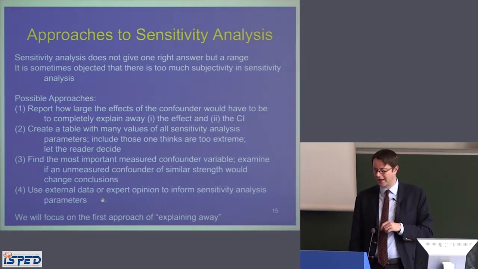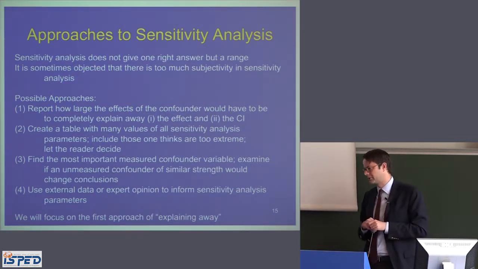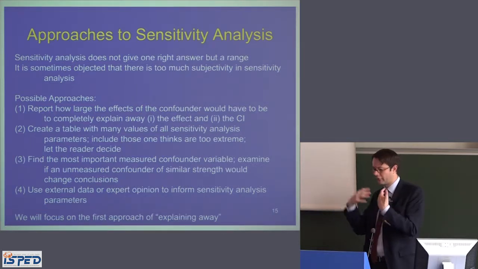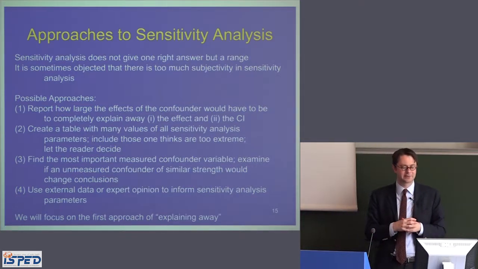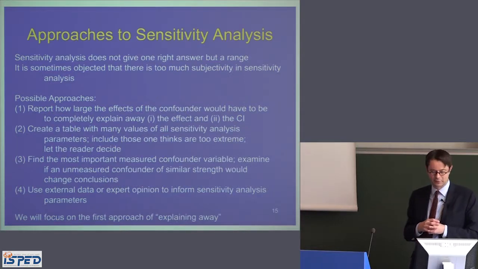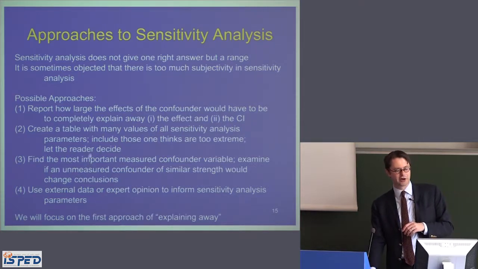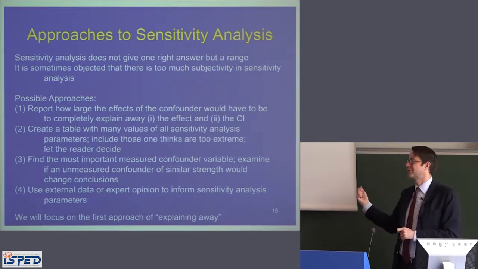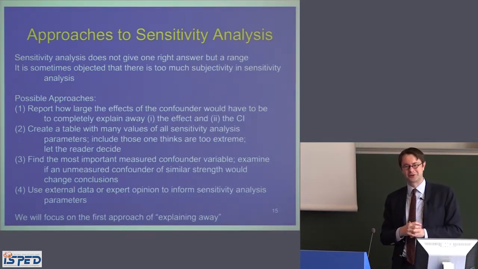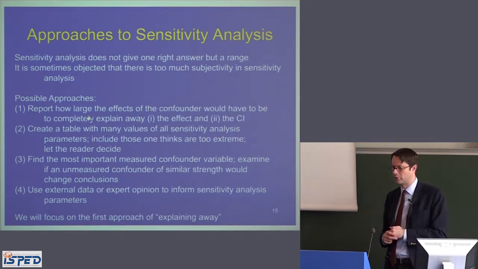And finally, one could use external data or expert opinion to try to inform the sensitivity analysis parameters. Talk to experts, see how large they think it is, or if other studies have measured that confounder, you could use that other data to try to get some sense as to how large the sensitivity analysis parameters are. So what's used, I think, depends in part on the context. Epidemiologic journals are often quite happy to have a table for sensitivity analysis with many values. But it's quite difficult, I've found, to do something like that with clinical journals. But I think at the very least, and this is the approach I'll be focusing on the rest of this presentation, we can take the first approach.